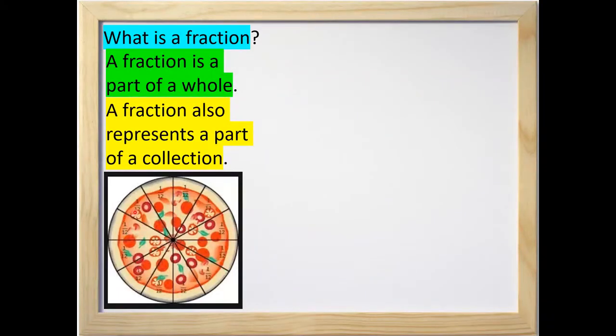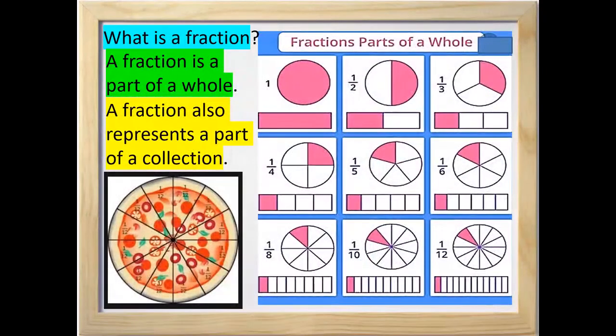Let us see: 1, 2, 3, 4, 5, 6, 7, 8, 9, 10, 11, 12. And all these parts are equal in size and shape. Understood children? Now we will see some more examples. Now you can see a roti over here, and this is one whole roti. Here in the second picture, the roti is divided into 2 equal parts. So each part is represented by 1/2, or each part is half of the roti.